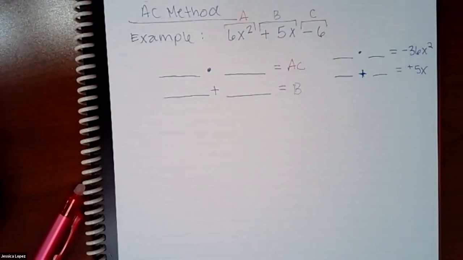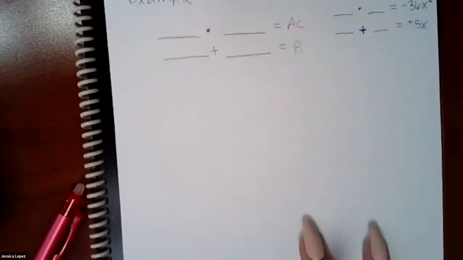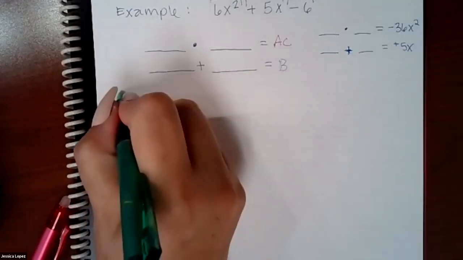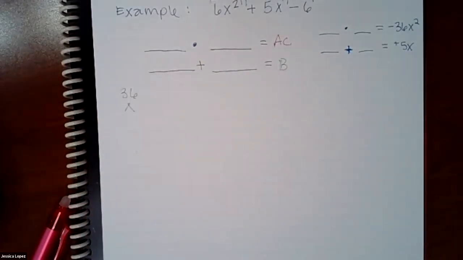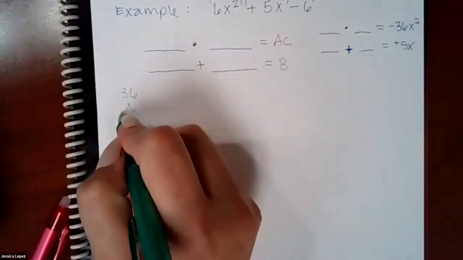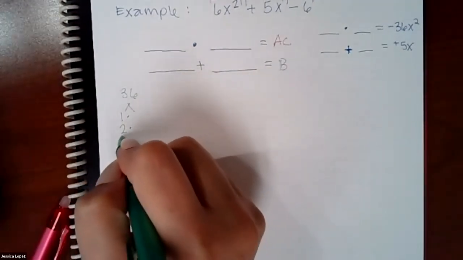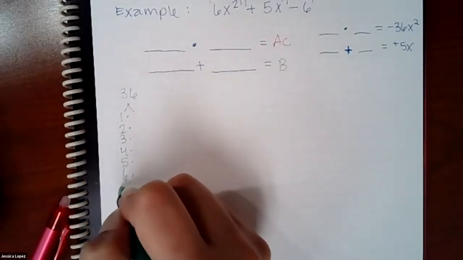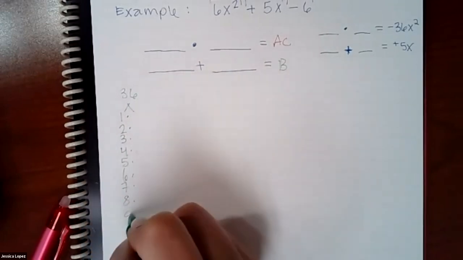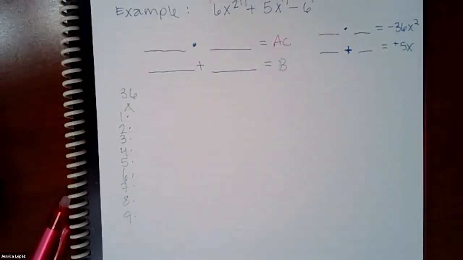Okay. And so this is what I do: I take the 36 and I make like a little tree. Okay. And I want to list all the factors. And so I want to know, does 1 times something equal 36, 2 times something, 4 times something, 5 times something, right? How far down do I have to go? That's the first question. How do I know how far down that list I've got to go?